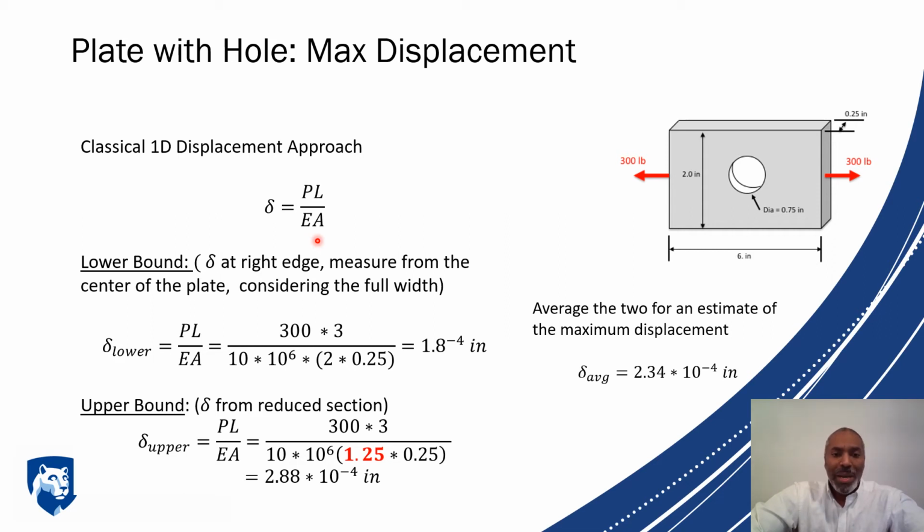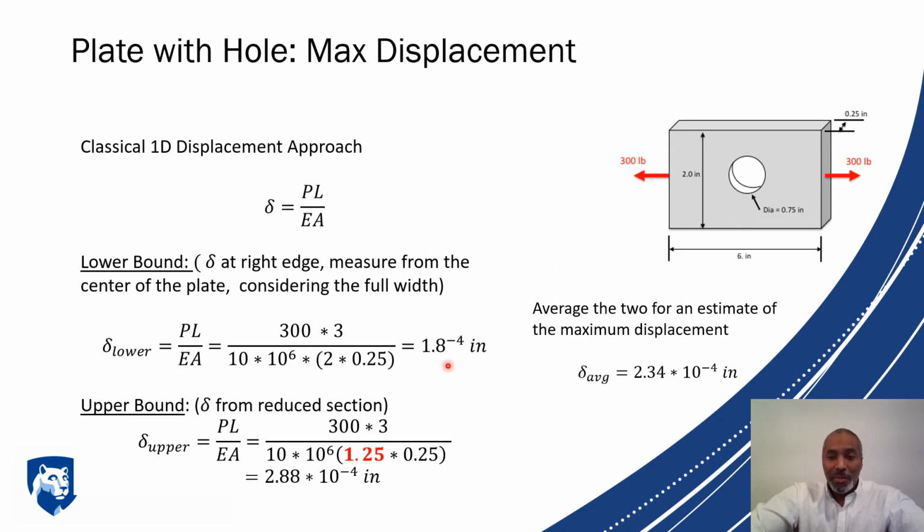We can rearrange that to get this equation here. We can look for a lower bound. For our lower bound, we look at the right or left edge and measure from the center of the plate, considering the full width, meaning we're going to assume the whole thing is acting. So we can just take our load, 300, times our length, 3, divide by 10 times 10 to the 6 for our modulus, and then 2 times a quarter for the area, and that'll give us 1.8 times 10 to the minus 4th inches.